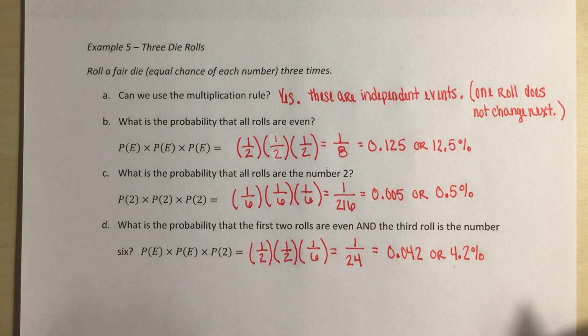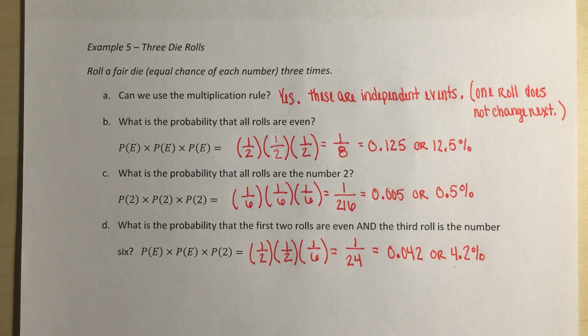Again, we were able to use our multiplication rule because these were independent events. Our first roll did not affect the second roll. Then in the next one, instead of rolling a die, we're going to look at flipping a coin. But they are independent events because one flip does not change the next.